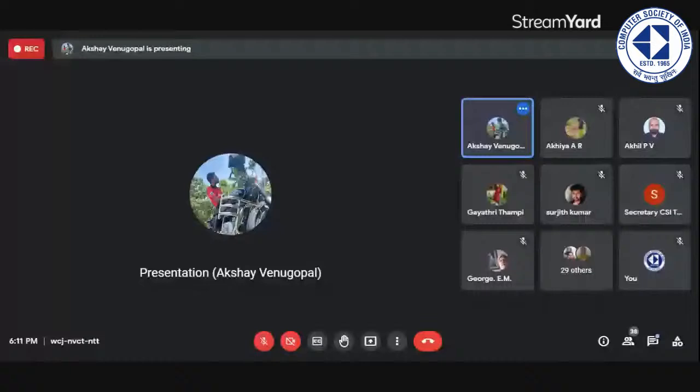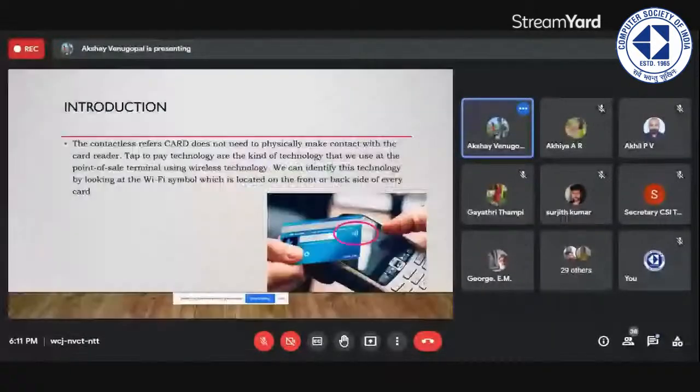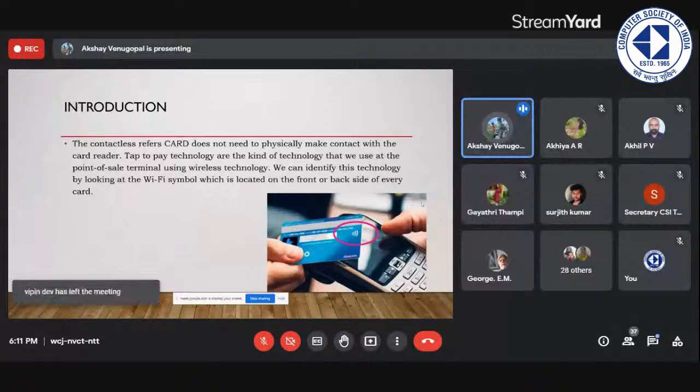So let's start with contactless payment. As the word itself refers, contactless means we do not need to put our card in physical contact with the card reader. It can also be called tap-to-pay technology, the kind of technology that we use at the POS, the point of sale terminal, which uses wireless technology. We can identify this technology on our credit cards by looking at the Wi-Fi symbol, which is located on the front or back side of the card. You can see in the picture that it represents a Wi-Fi symbol, which means this card is a contactless card.